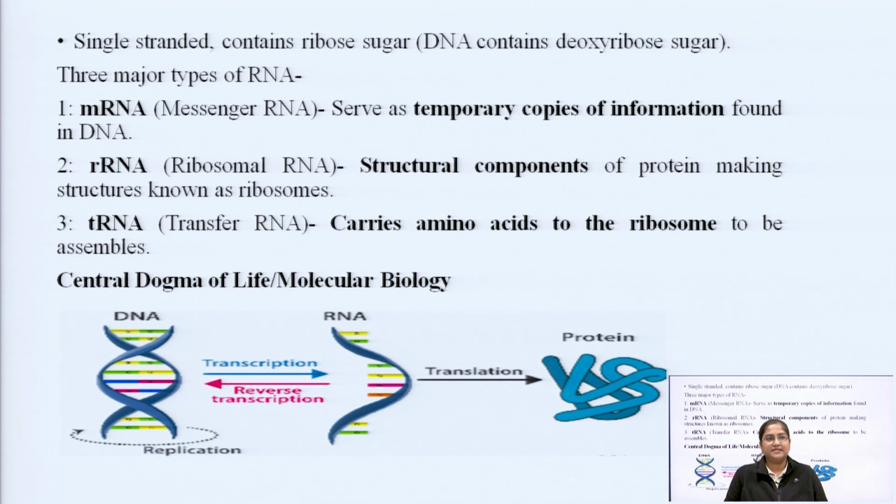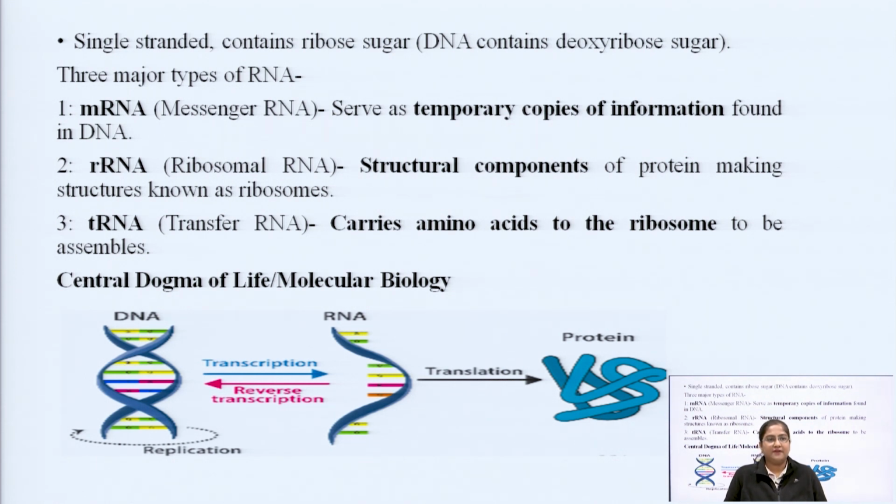Then tRNA, called transfer RNA. It carries the amino acids to the ribosomes where they need to be assembled. So these are the workings of mRNA, rRNA and tRNA. And in the previous slide we have discussed the central dogma of molecular biology, also called the central dogma of life. So let us revise it once again.